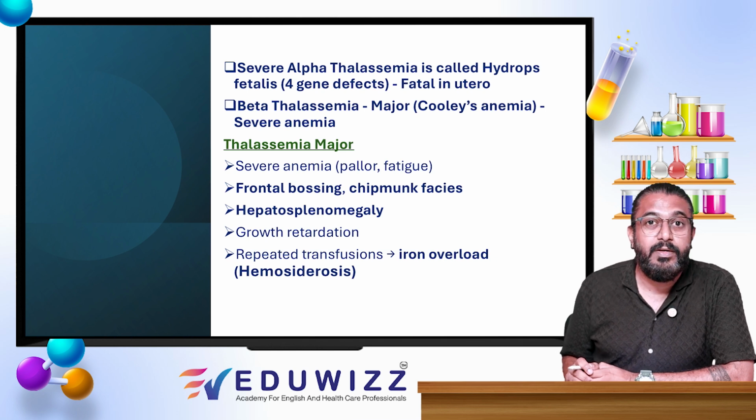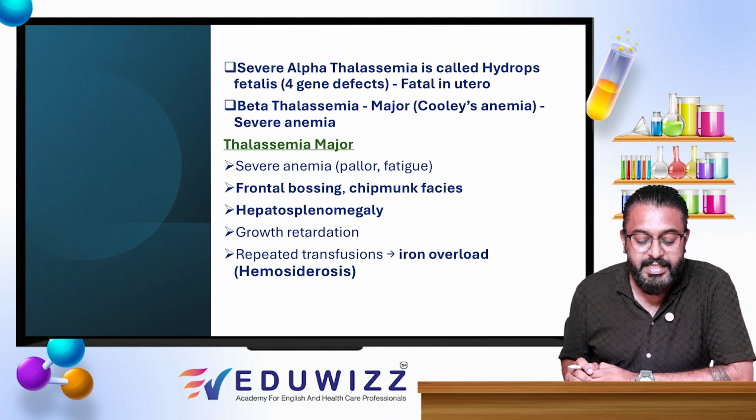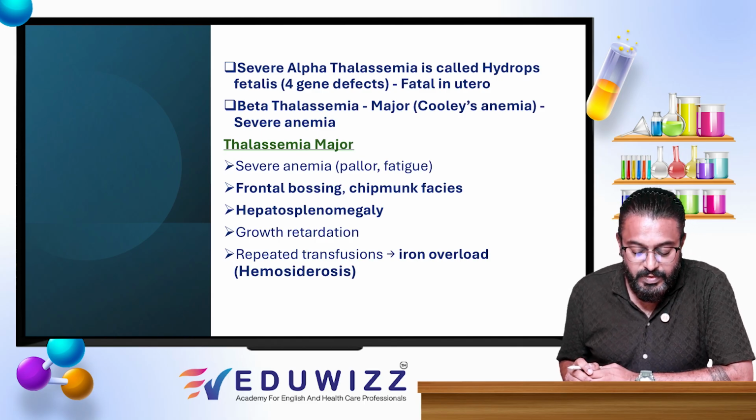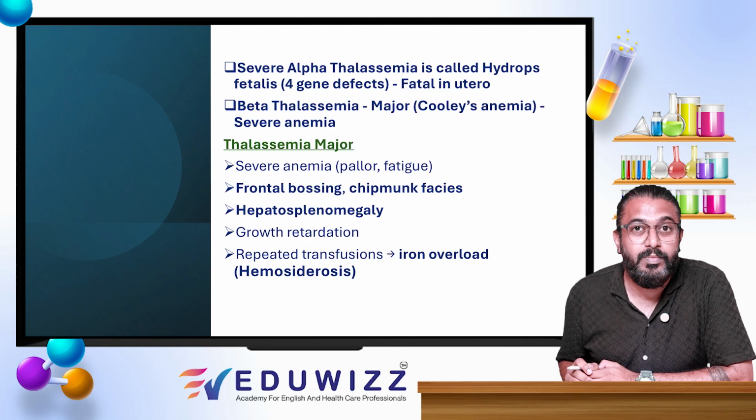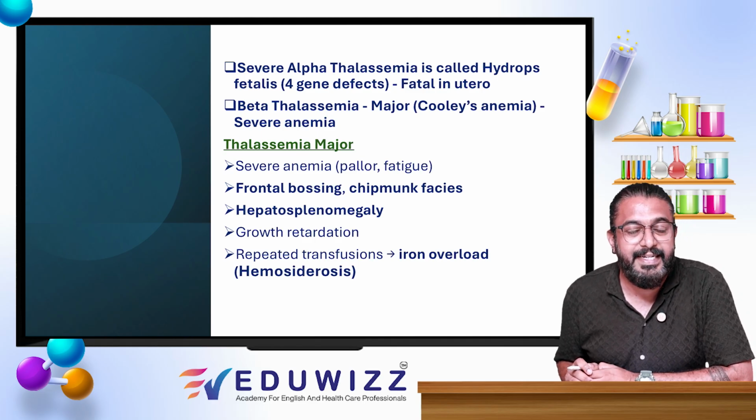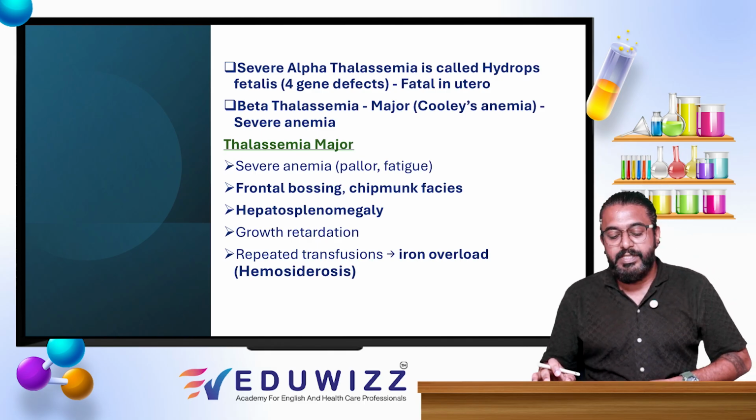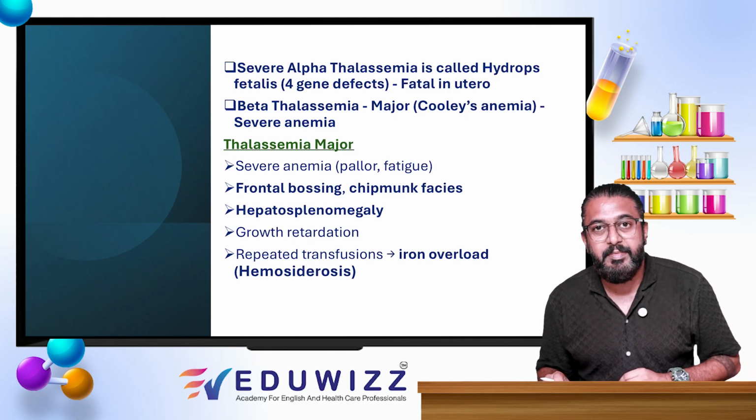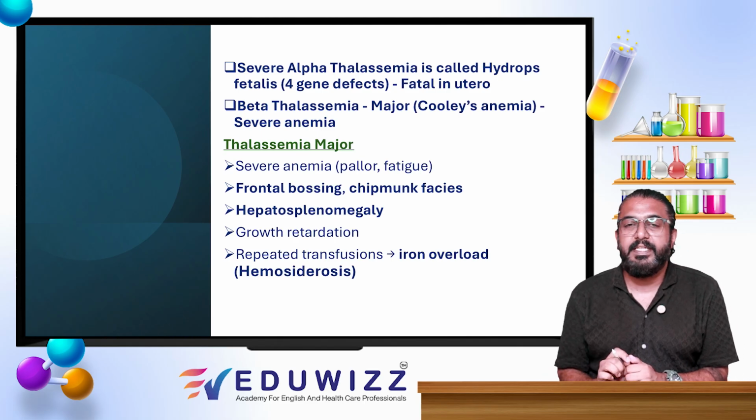And the complication of beta thalassemia is known as beta thalassemia major or Cooley's anemia. This is the most important topic, thalassemia major. The clinical features and interventions are really important. Basically, the first clinical feature is anemia, so pallor and fatigue will be there.